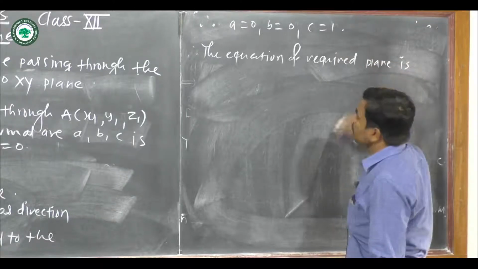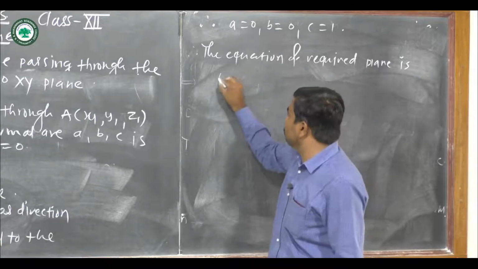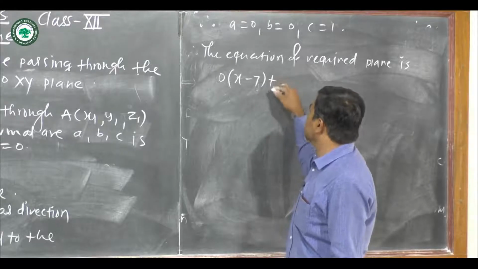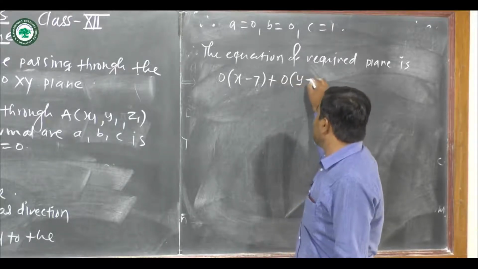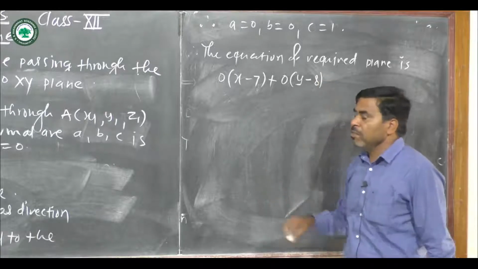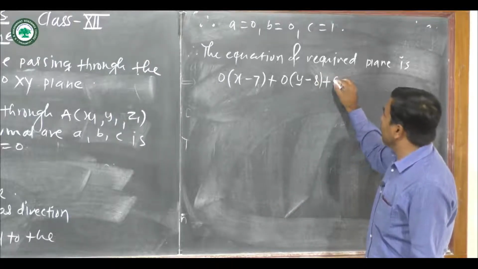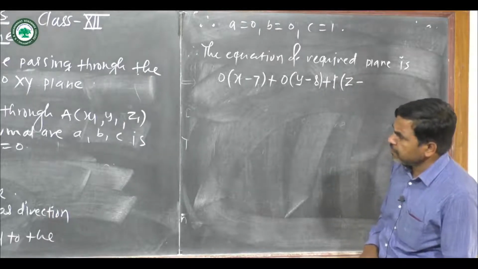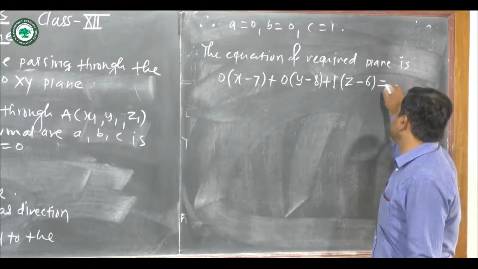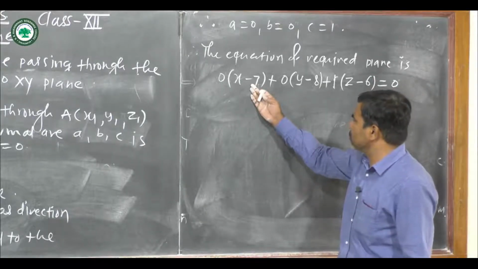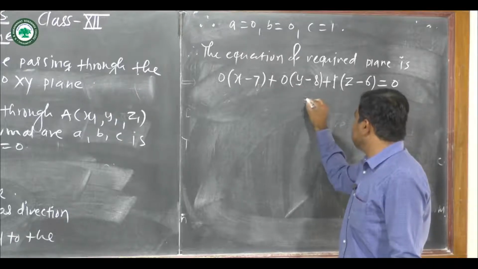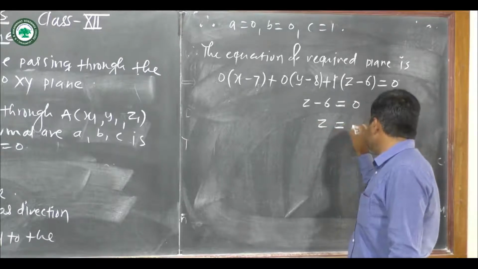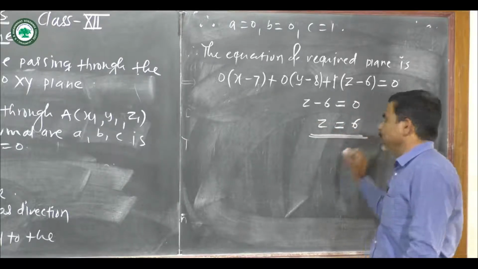is, see what is A? What is A here? 0 in bracket x minus x1. So it is x minus 7 plus B. What is B? 0 in bracket y minus y1. Y1 is 8 plus C. What is C here? 1 in bracket z minus z1. Now z1 is here 6 is equal to 0. That is 0 into this thing goes to 0. This is 0. So it is z minus 6 is equal to 0, or this is z is equal to 6. And this is the equation of required plane.